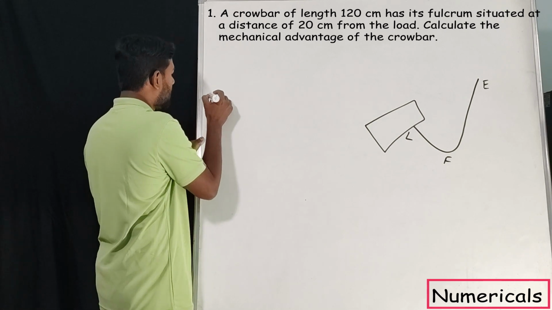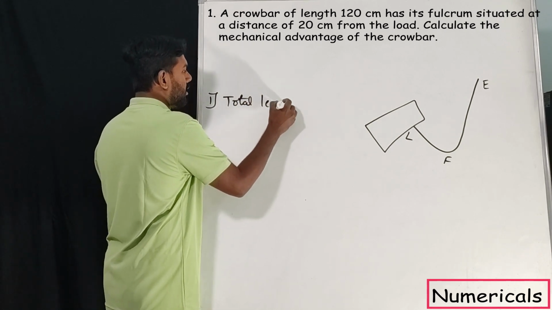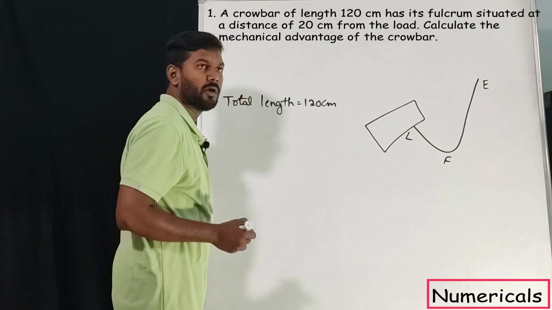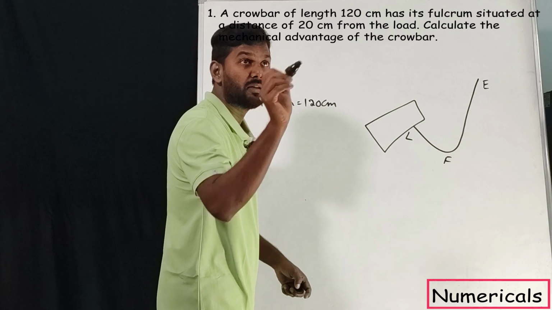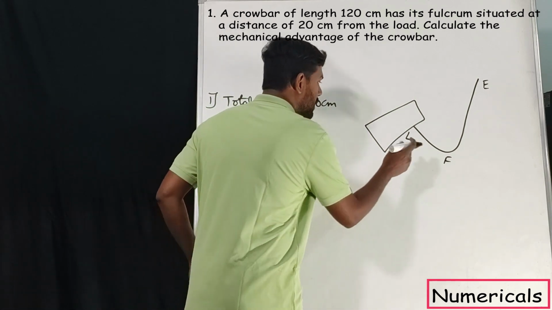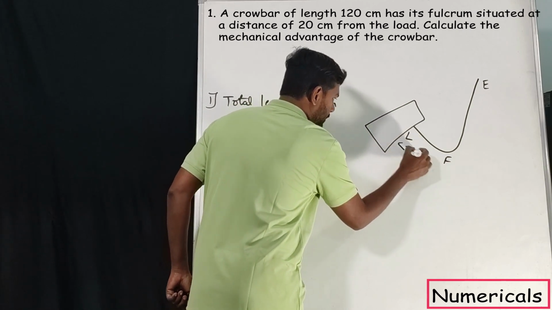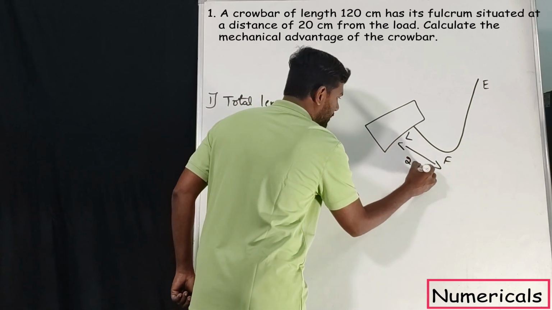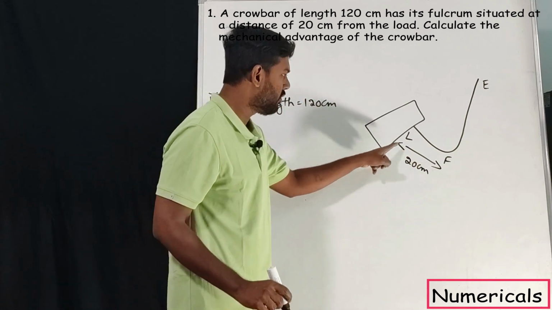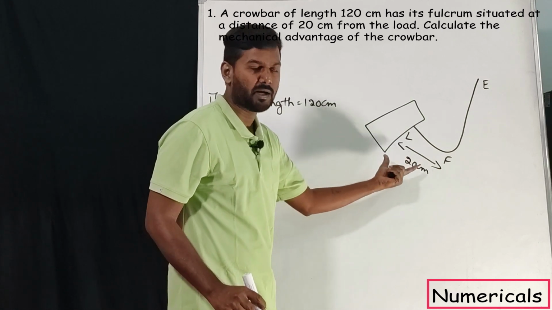Question number 1, total length is equal to 120 centimeter. Now what else is given? The fulcrum is situated 20 centimeter from the load. That means 20 centimeter is the distance between the load and the fulcrum. The distance between the load and the fulcrum is called the load arm, correct?